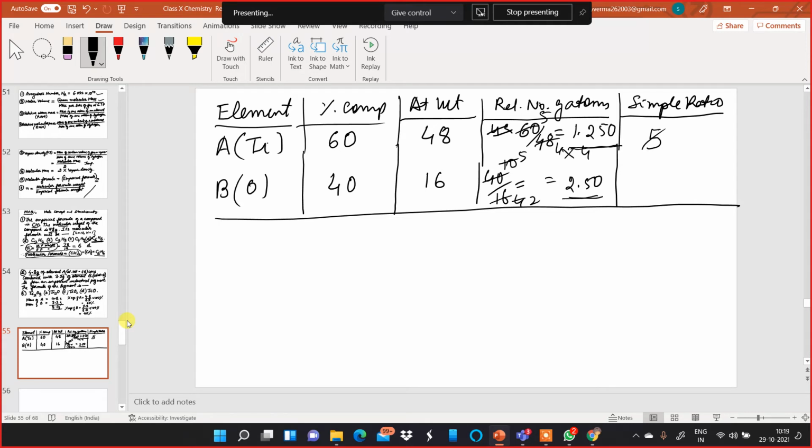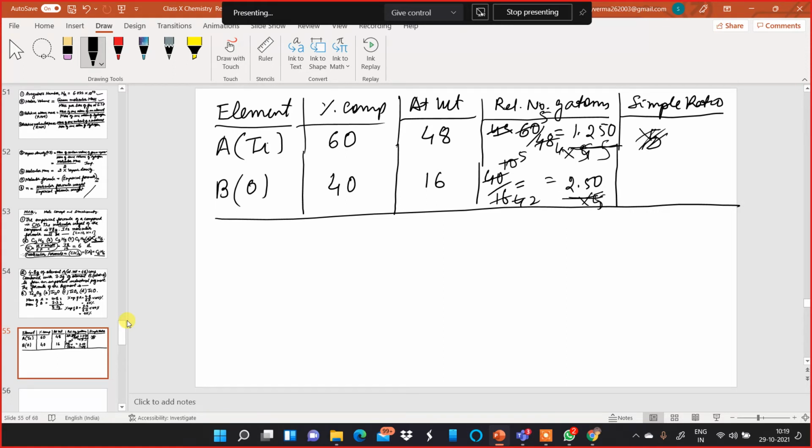For 1.25 and 2.5, if I multiply them by any common number, a whole number is not going to come. Just check 2.5: if I multiply it by 5, I get 12.5. If I multiply 1.25 by 5, it will be 6.25, not a whole number. It is not possible. Are you getting it?